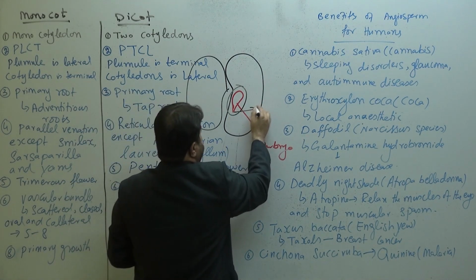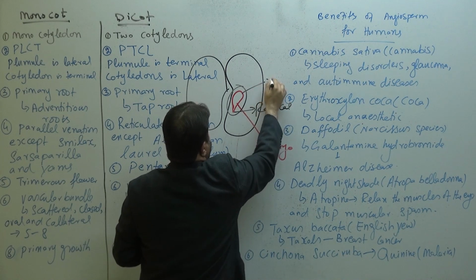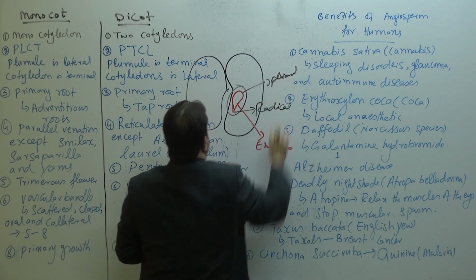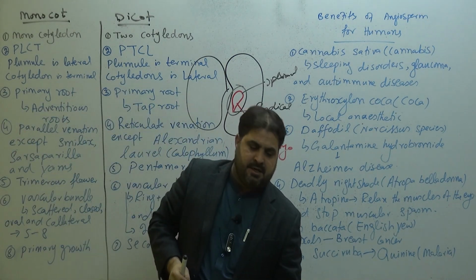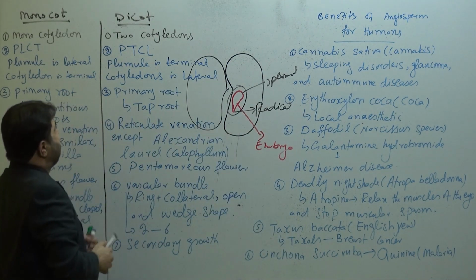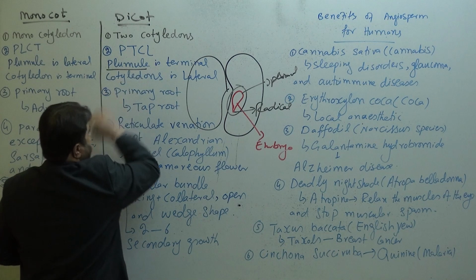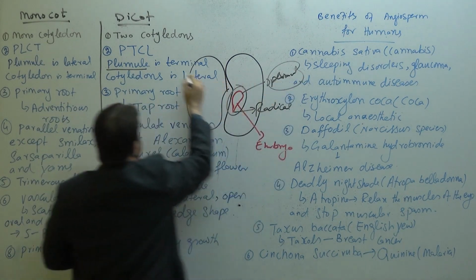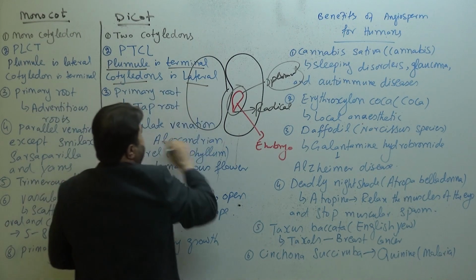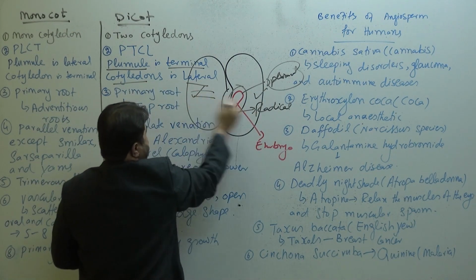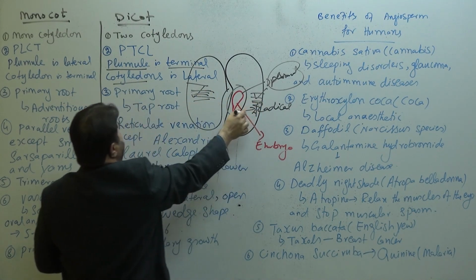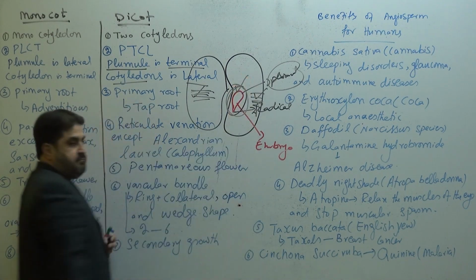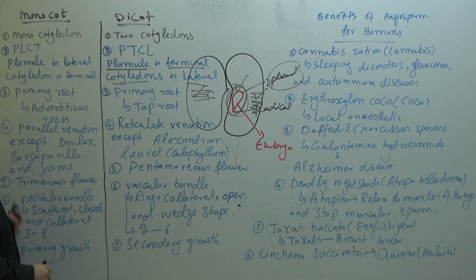In the embryo, this portion is called the radicle, while this portion is called the plumule. The second difference between monocot and dicot: memorize it with PTCL. In dicot, the plumule is terminal and the cotyledons are lateral. So the cotyledons are on the lateral sides, while the plumule is on the terminal side. It is the opposite in monocotyledon: the plumule is lateral and the cotyledon is terminal.